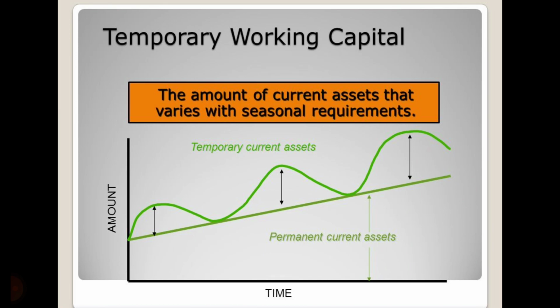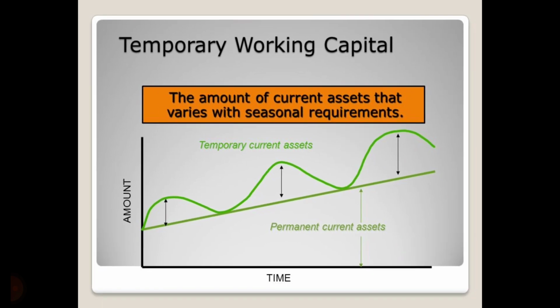Whereas temporary working capital, as you can see, the line of the temporary current assets, they are fluctuating. They're going up and they're going down, they're going up, they're going down. But remember that the line is never below the permanent current assets line, because the line which denotes permanent current assets is the minimum working capital which you have to have, without which the business cannot function. So temporary current assets or temporary working capital varies with the seasonal nature of the business.